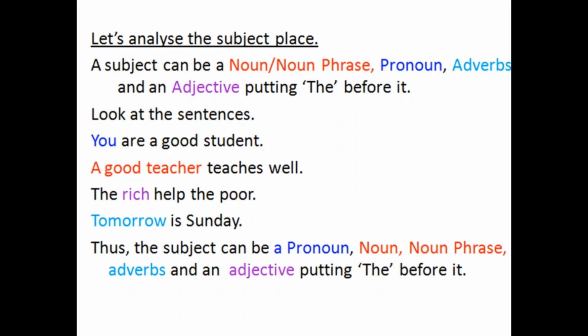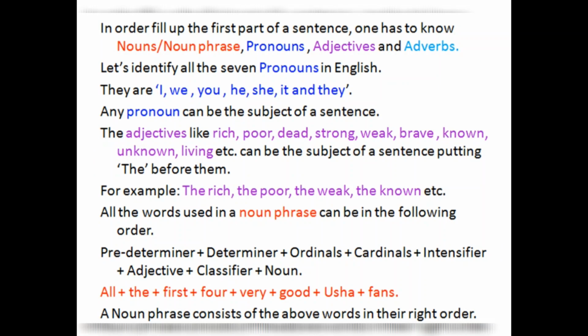Thus the subject can be a pronoun, noun, noun phrase, adverbs and an adjective putting the before it. In order to fill up the first part of a sentence, one has to know nouns, noun phrase, pronouns, adjectives and adverbs. Let's identify all the 7 pronouns in English. They are I, we, you, he, she, it and they. Any pronoun can be the subject of a sentence.